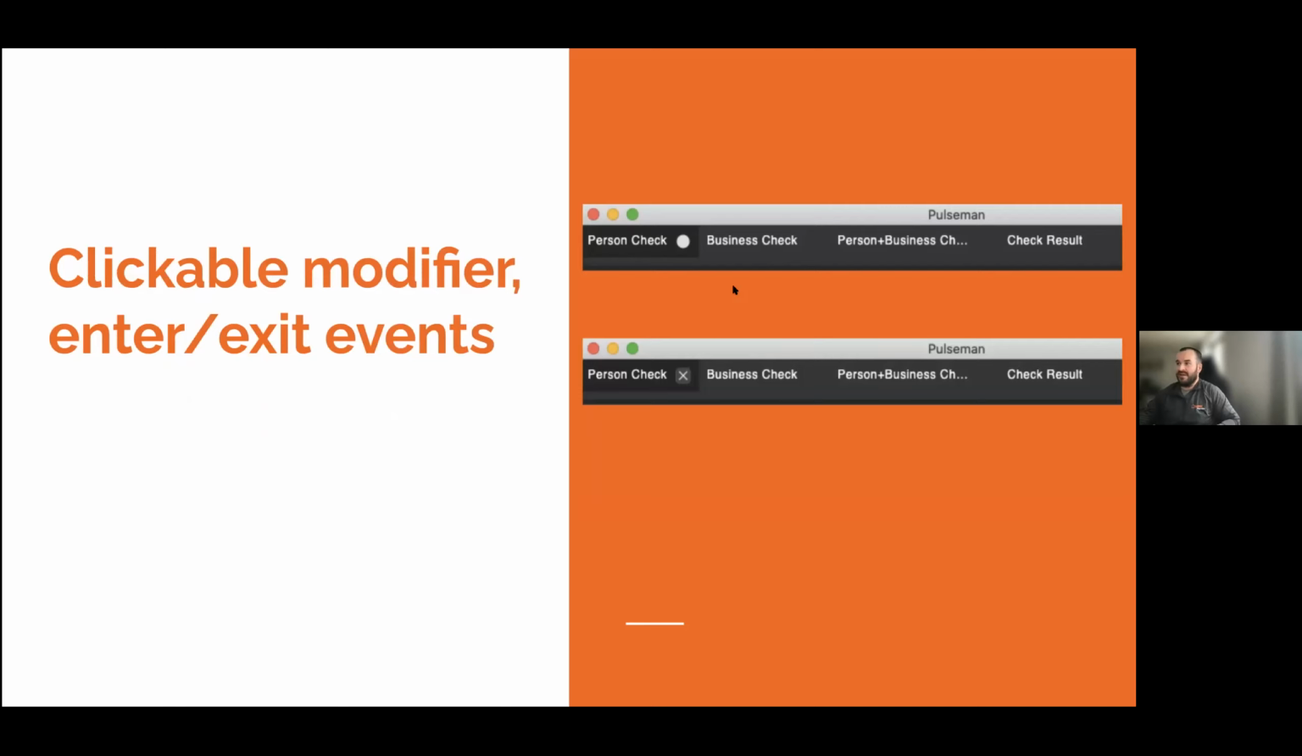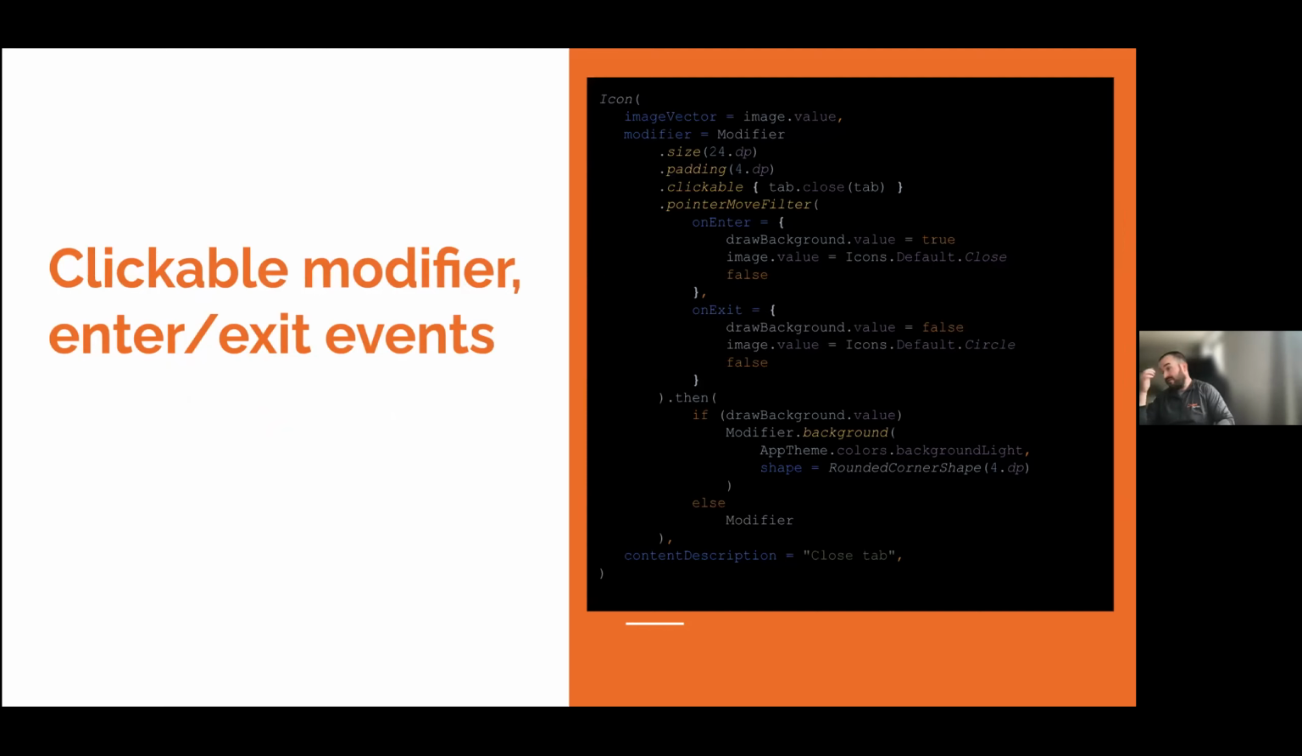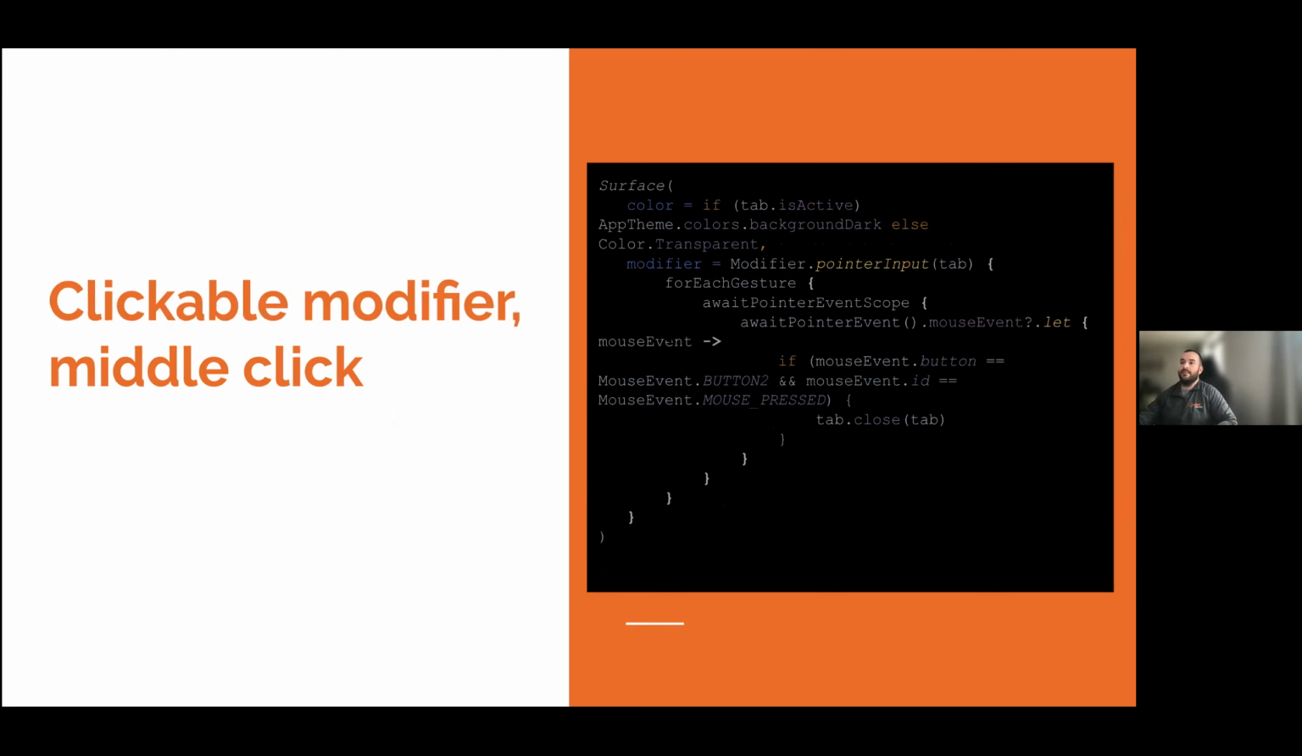So the enter and exit events. If you go into the X button here, if the circle means unsaved changes, if you go in, X is shown. If you go out, X isn't shown. So that's all done through modifiers in Jetpack Compose. So you add your clickable, that when it's clicked on, it'll close, and you've got your on enter and on exit events. You just change the value of the image that's being shown when you go in and exit. So not hard.